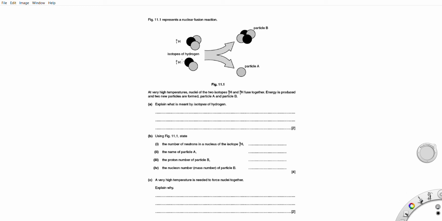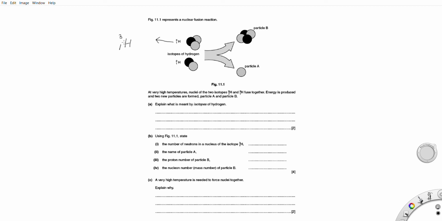So, the question says figure 11.1 represents a nuclear fusion reaction where I see these two isotopes combining to form particle B and particle A. On a rough estimate, on seeing the equation, I can see this is a hydrogen isotope and this is also a hydrogen isotope.